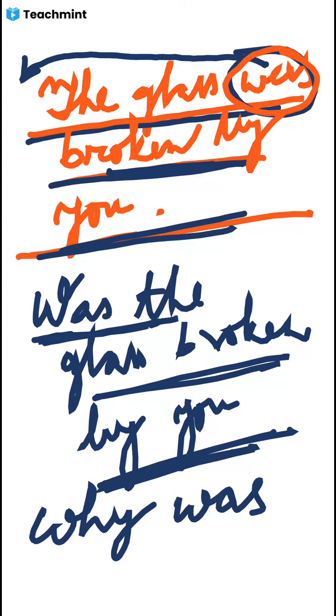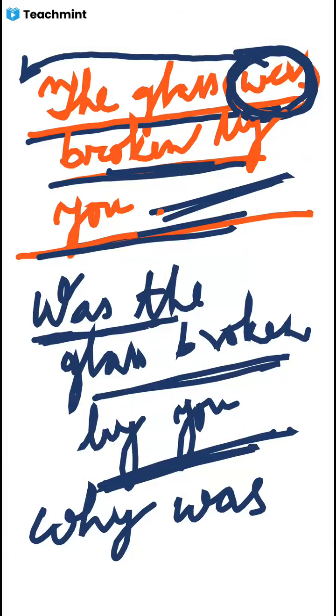After doing this, we have to again think that this was not an assertive sentence. This was an interrogative sentence. So what do we have to do? We have to take the helping verb from after the subject to before the subject, okay? So it has become: Was the glass broken by you?